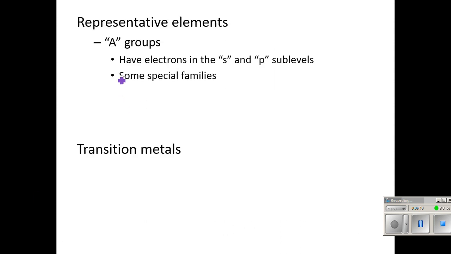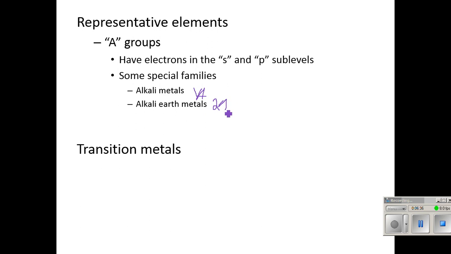And that really gives you some information about how those things bond, which is why we use that. So I do want you to write this down, even though you don't understand it quite yet. But A groups are elements that have electrons in their S and P sublevels. Here are some names I want you to know. The alkali metals are family 1A. That's the family that hydrogen is in. The alkali earth metals are family 2A.